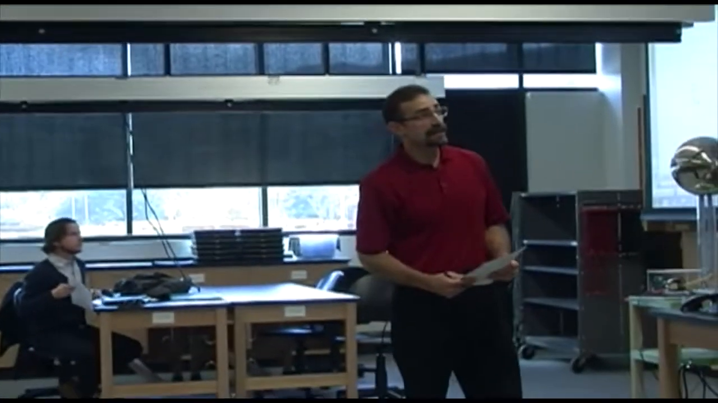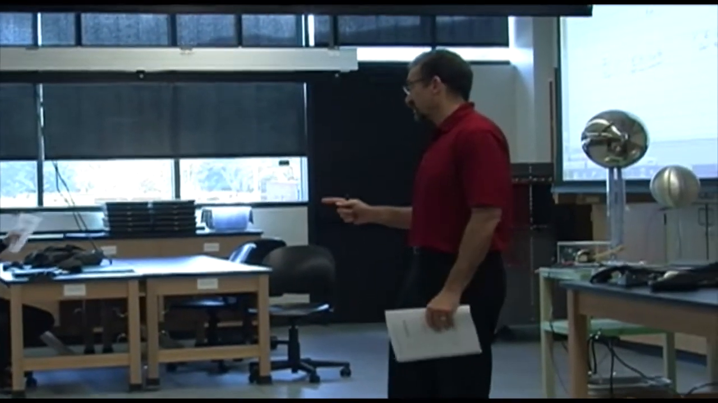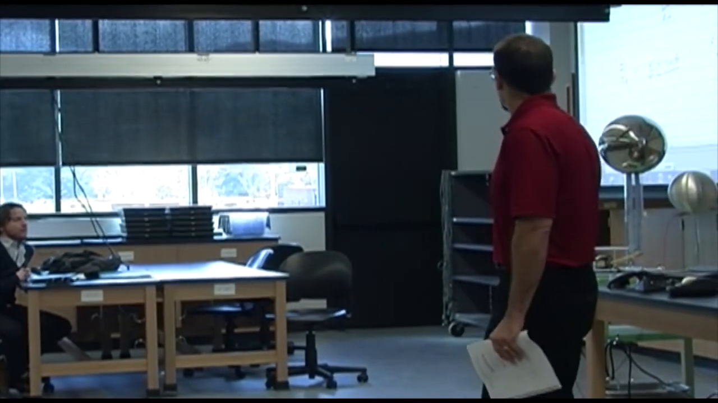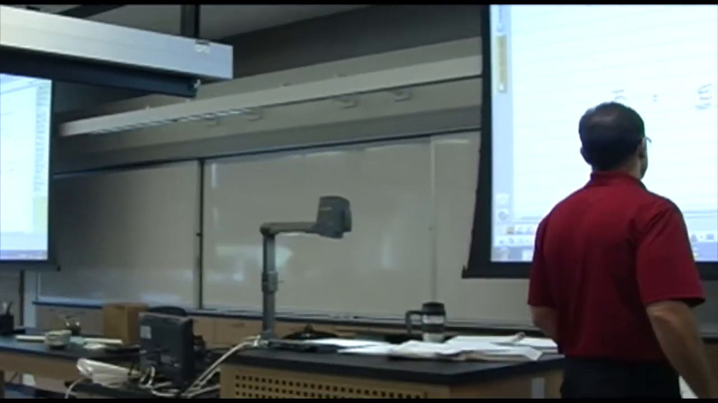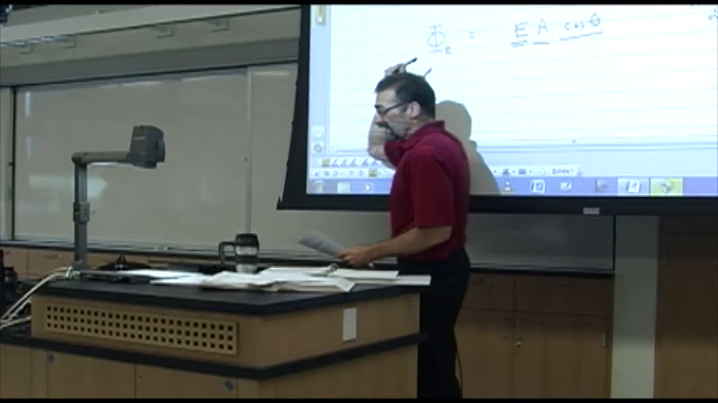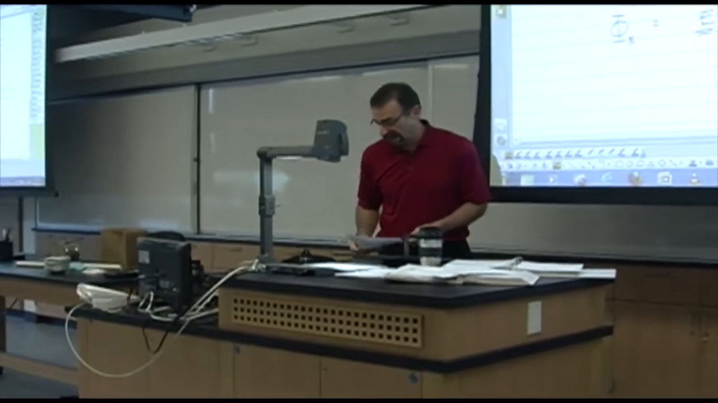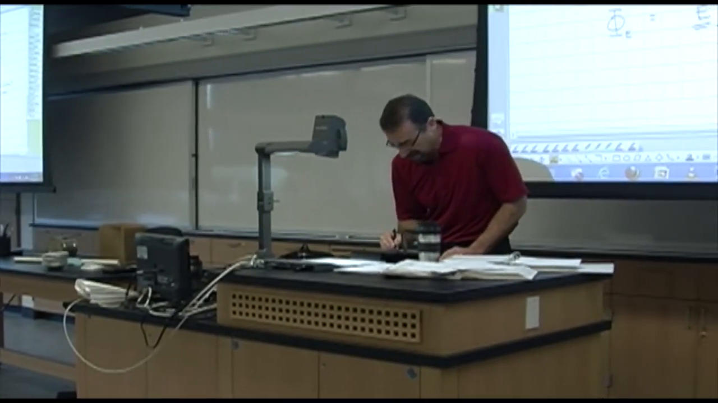Theta is the angle between the normal to the surface and the electric field. Or in my fishing case, the normal to the net and the water flow, the velocity of the water. It's the angle between E and A. This is a dot product, right? You can write it this way.